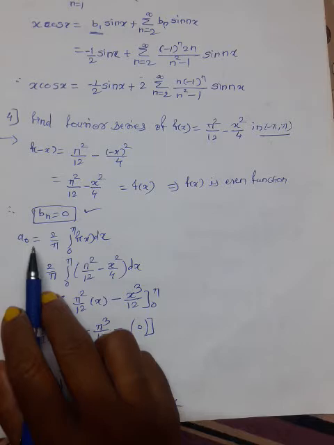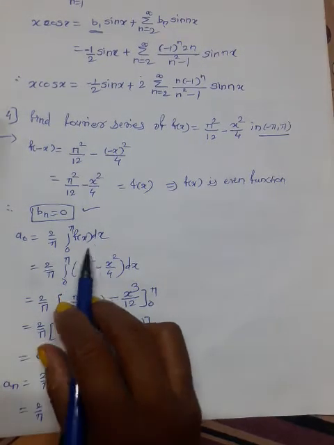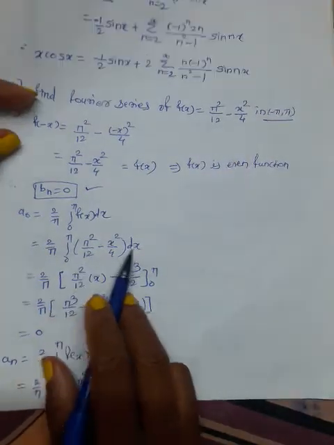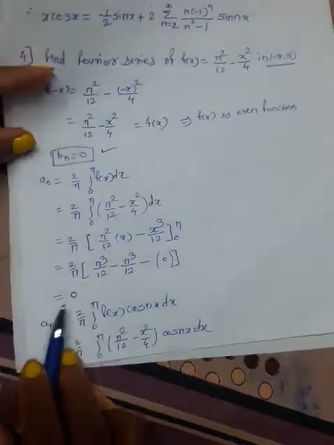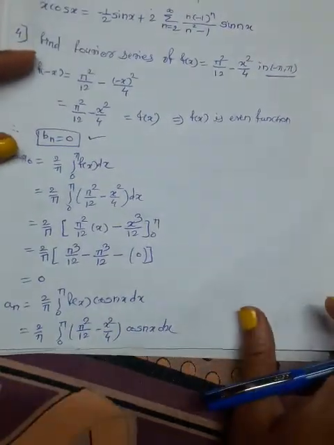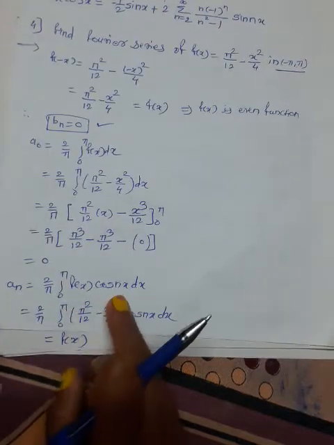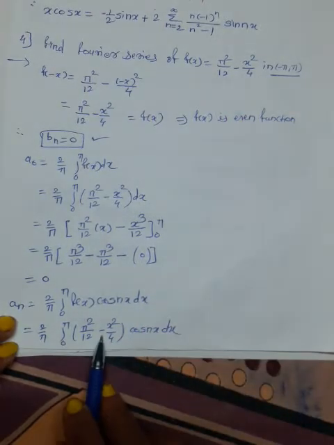Now calculate a naught by this formula, 2 upon pi integration 0 to pi f(x) dx. Put the value of the function here, taking the integration of x square and 1. We get this answer for a naught is 0. Now calculate an, 2 upon pi integration 0 to pi f(x) cos nx dx, for the value of function f(x) as it is here.